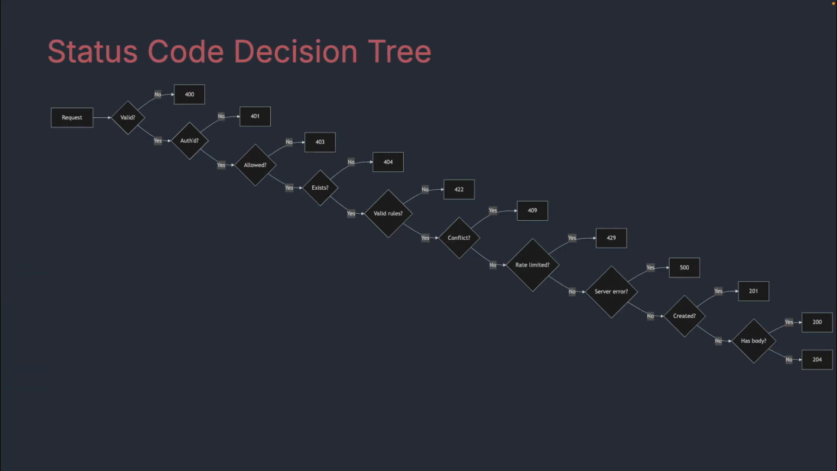And this is just a status code decision map. I won't go through it, but you can go through it. You try it: if it's valid, you check the authorization, if it's allowed, if it exists, if it's a valid rule, and then you can see the decision map, like which response code is set on top if something happened, right?